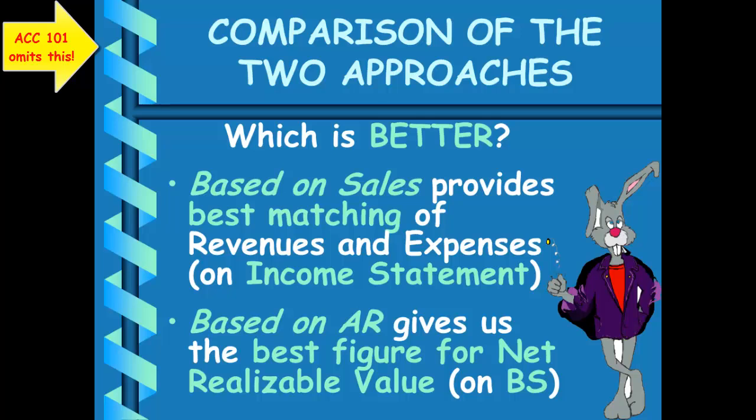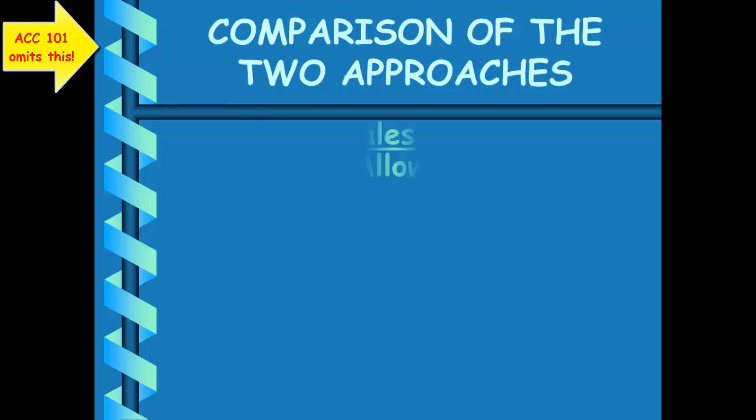So let's compare these methods. Is one good and one bad? No, they both are good. They both comply with GAAP. They're both a perfectly acceptable method. Basing it upon a percentage of sales gives me the best matching of revenues and expenses to go on the income statement. Basing it upon aging my accounts receivable gives me the best net realizable value to go on the balance sheet. One method gives me a good income statement, the other gives me a good balance sheet.